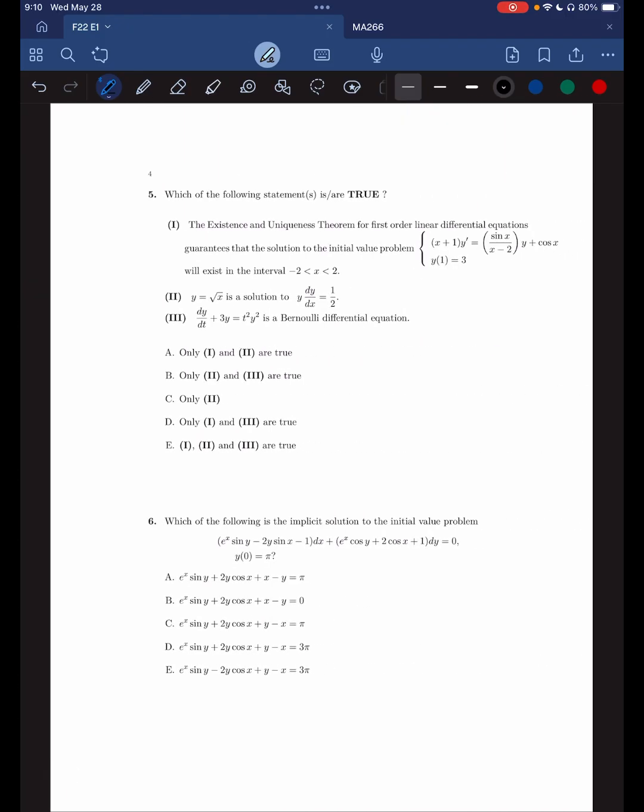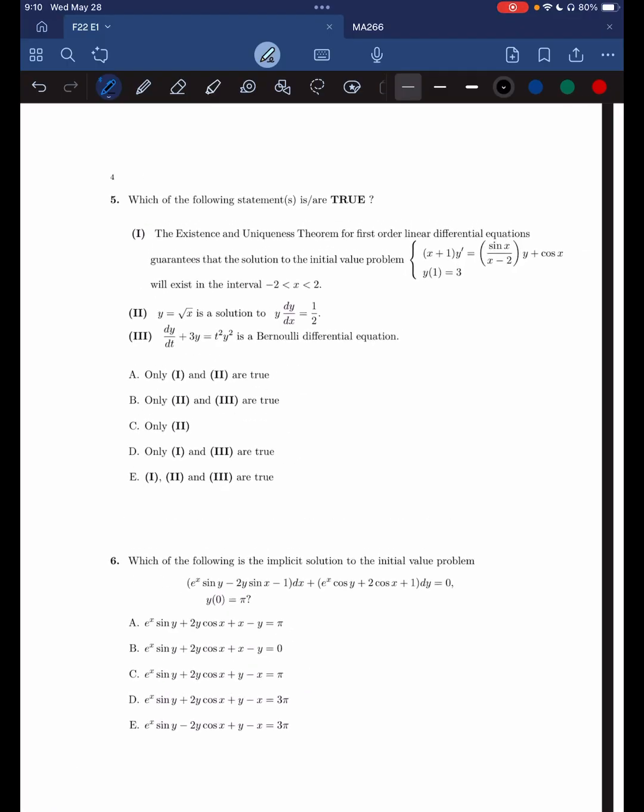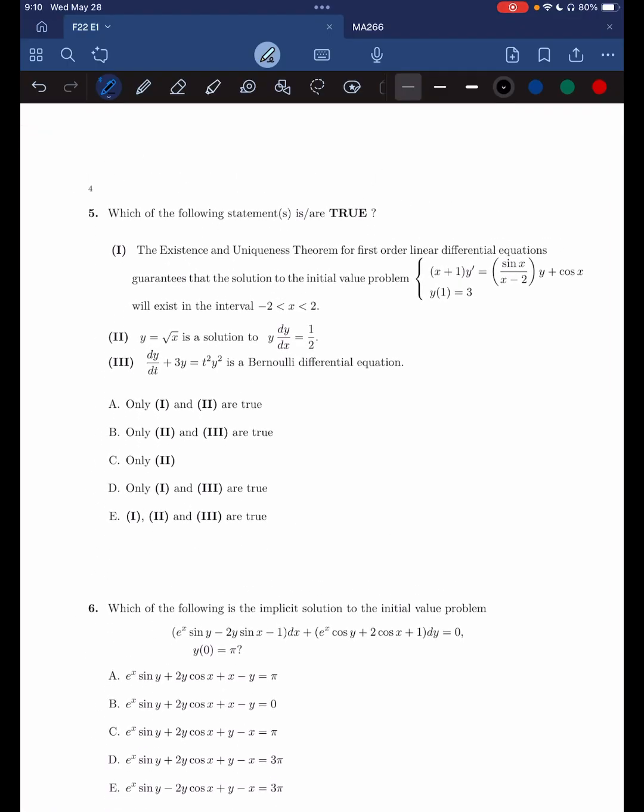All right. So this is kind of just like a true false, glorified true false. Let's look at 1. We're saying the existence and uniqueness theorem for the first order linear differential equations guarantees that the solution to this initial value problem will exist in this interval -2 to 2. This is actually pretty easy to do. Once again, we want y prime by itself. So we're going to divide the x plus 1 over.